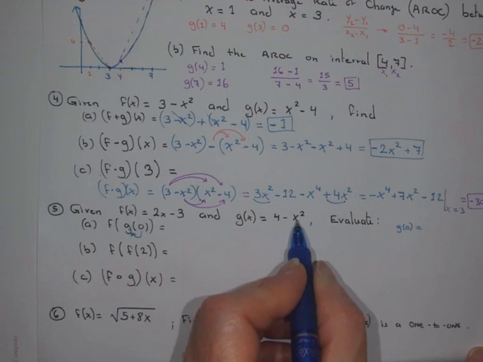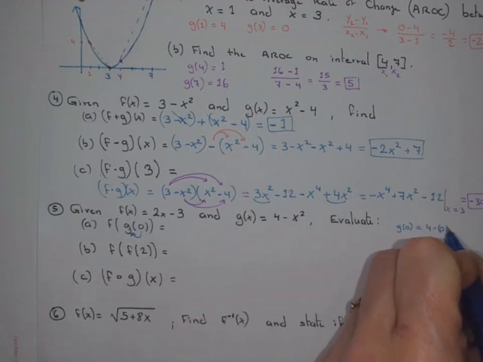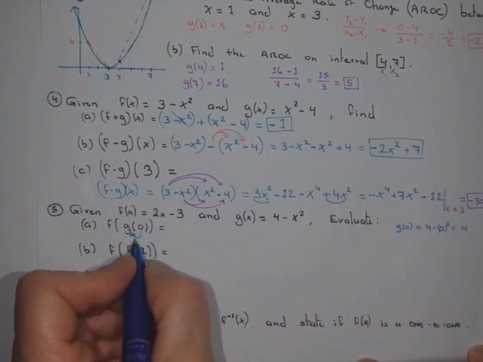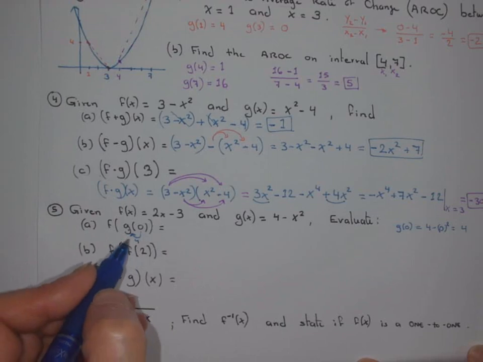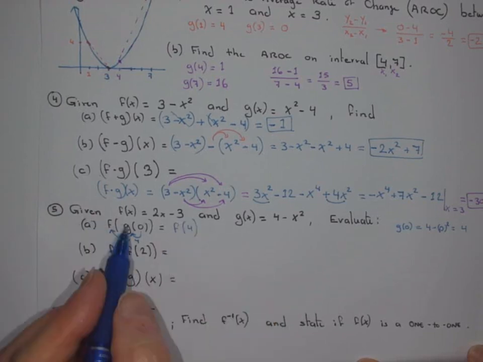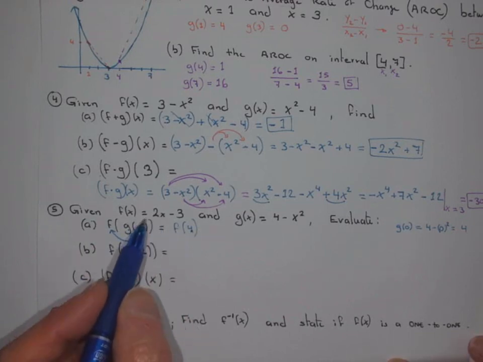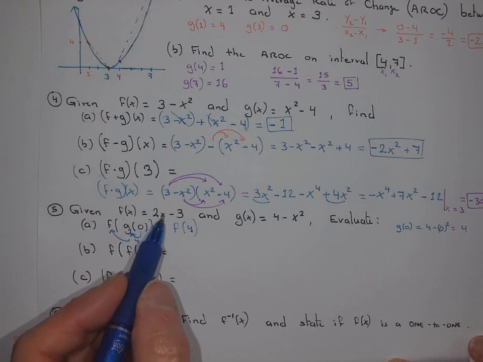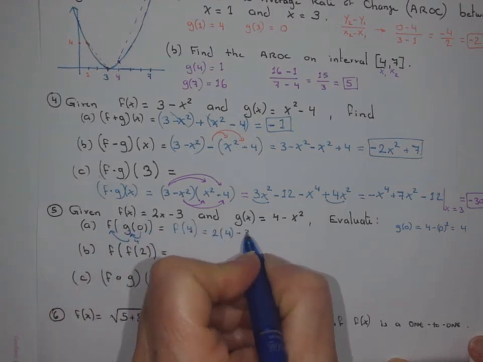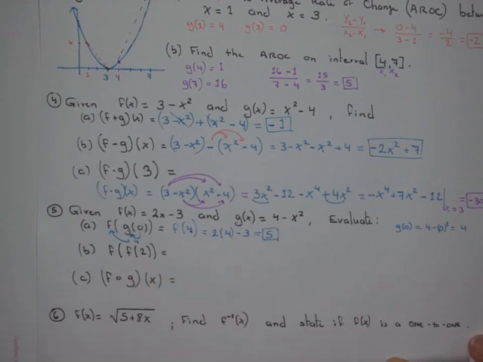When you replace x by 0, you have 4 minus 0 squared, which is just going to be 4. So g of 0 here is a 4, and now that 4 is going to be the input of f. So we're going to have f of 4, right? Because g of 0 is replaced by 4. And we want to plug a 4 into the f function now. So 2 times 4 minus 3. 2 times 4 is 8, minus 3 is 5. So the answer here will be 5.